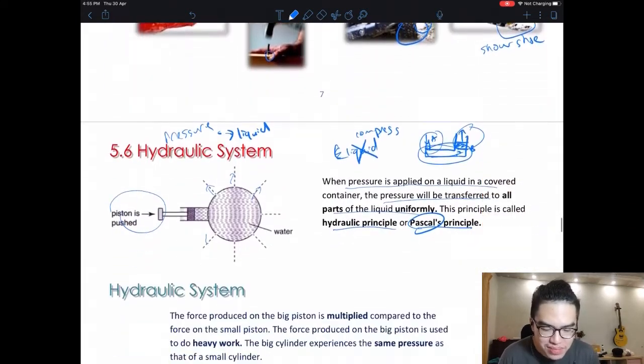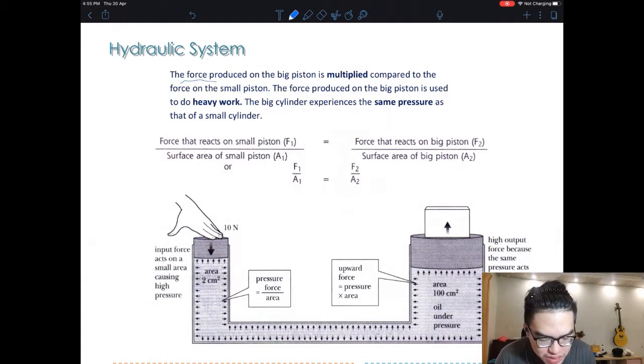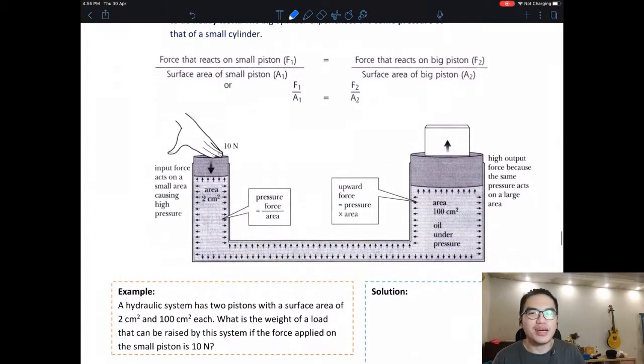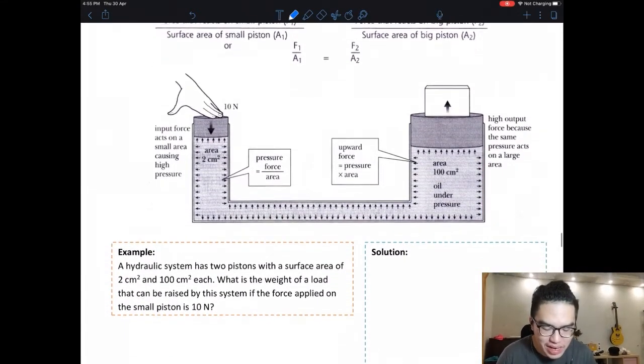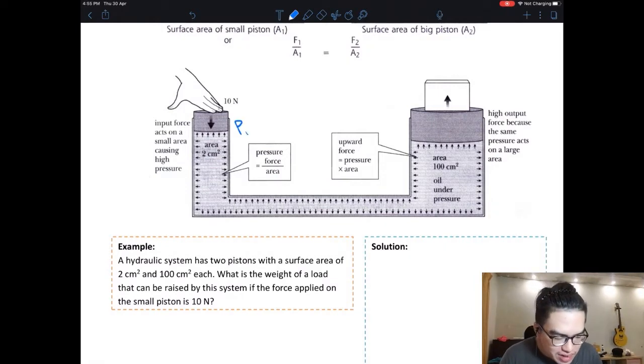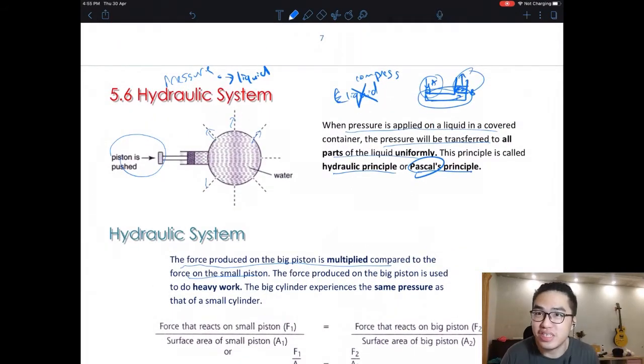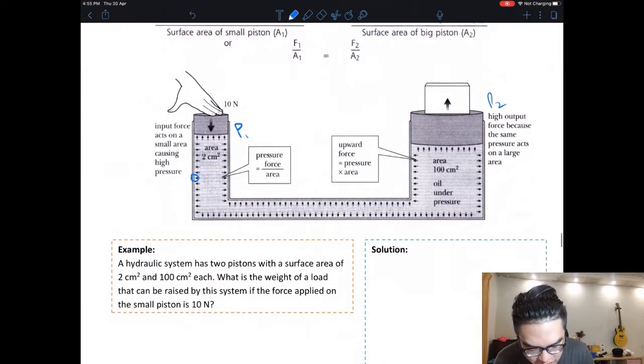Same thing. In the hydraulic system, the force produced on a big piston is multiplied compared to the force on a small piston. What is meant by this? Let's look at this. Whatever pressure is here, here would have the same pressure. Like I said just now, throughout the whole system, pressure is equal. It doesn't change. You stand here, here, here, anywhere, pressure is the same.